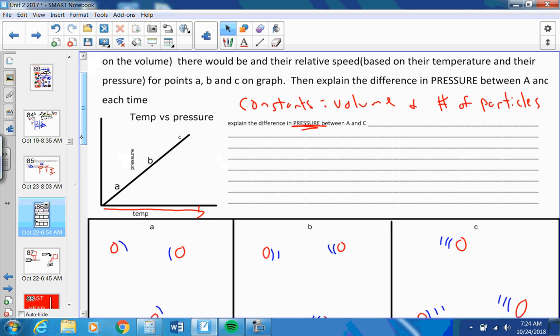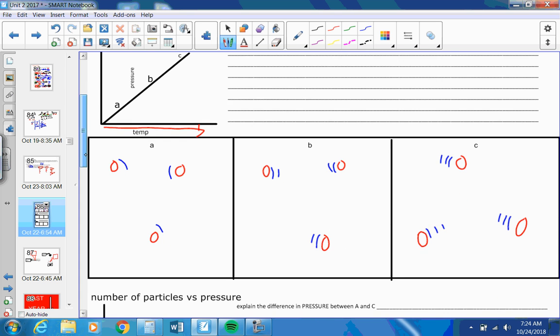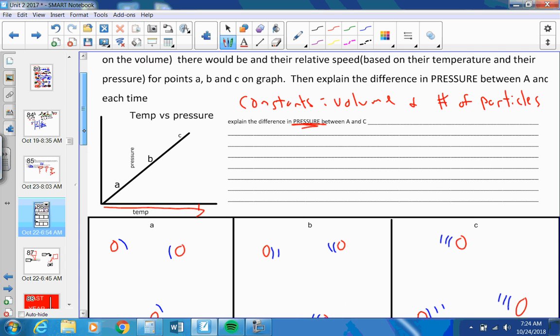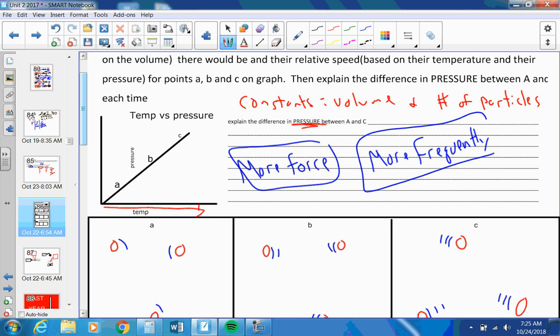So, on this one, I'm not going to write out a lot of words. I'm just going to tell you that since they're moving faster, they're going to collide with the walls of the container with more force. Because they're moving faster, they'll go with more force. They also, since they're going faster, those 3 are going to hit the wall more frequently, with a higher frequency. The 2 F words I'm going to be looking for are how hard, more force, and more frequency, or how frequently they hit the walls.